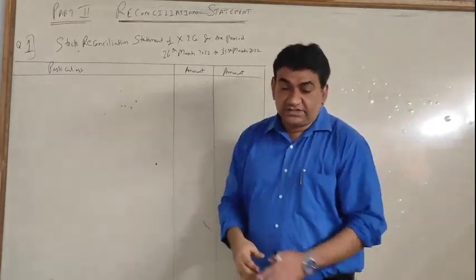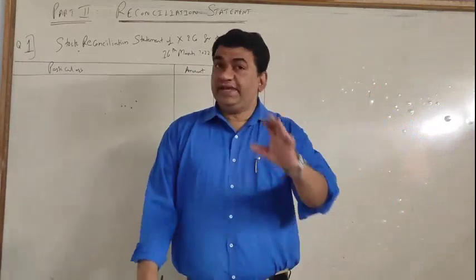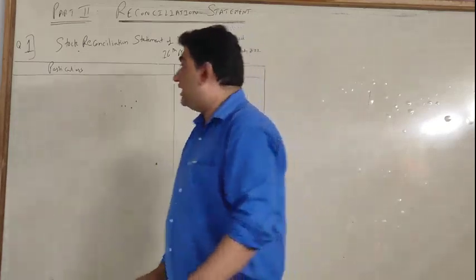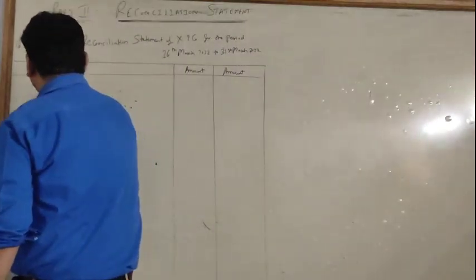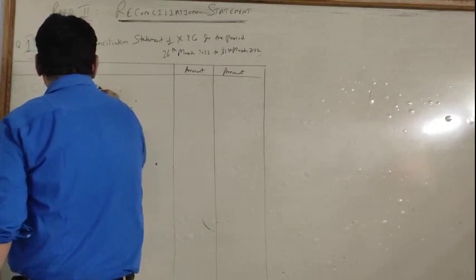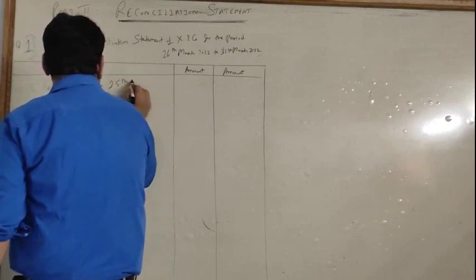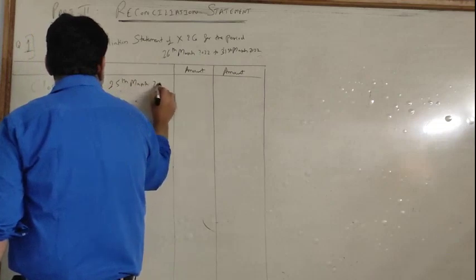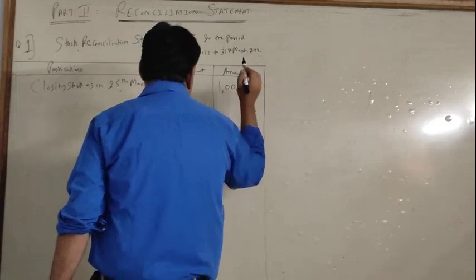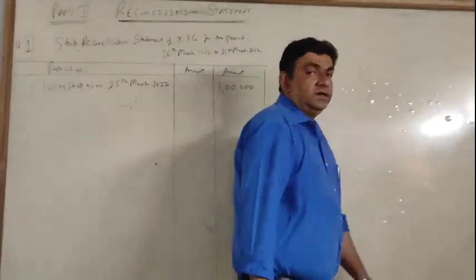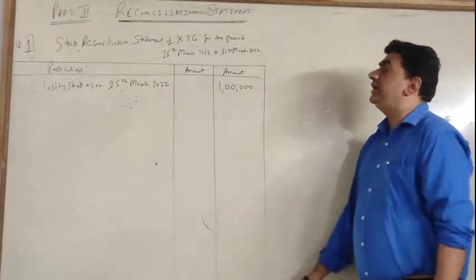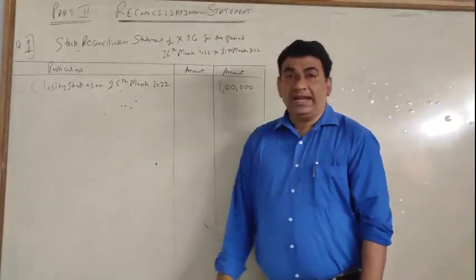Let's start. First, you need a base of closing stock. So they have taken the stock of 25th March as 1 lakh. So write like that. Closing stock as on 25th March 2022, that is 1 lakh.